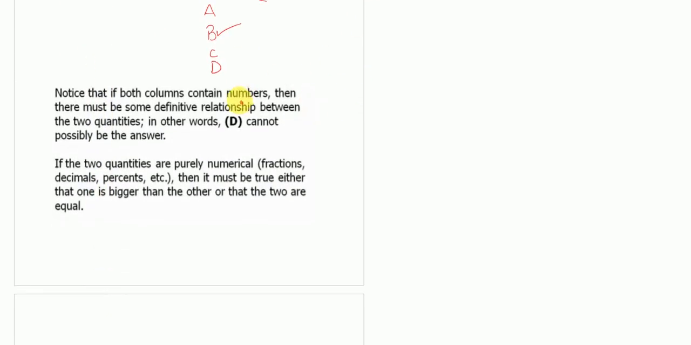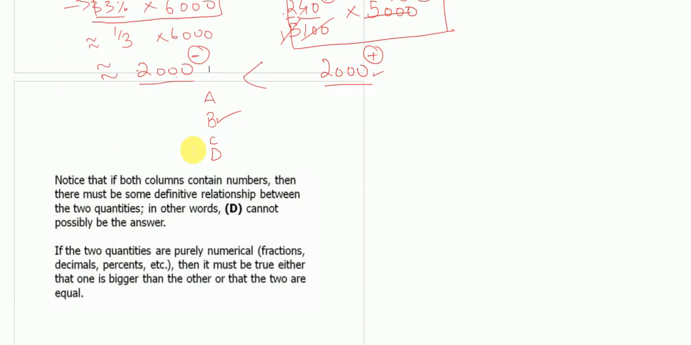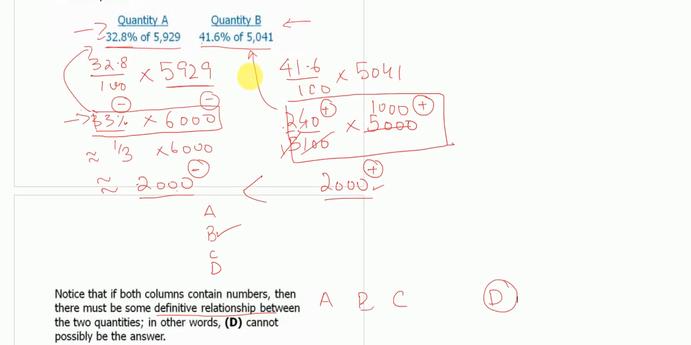All right. So notice that if both columns contain numbers, just as these two values, there are no variables. These both are numbers. So if both columns contain numbers, then there must be some definitive relationship between the two quantities. By definitive relationship, it means that your option would either be A, B or C. You cannot have D as a correct option when both the values are numbers.